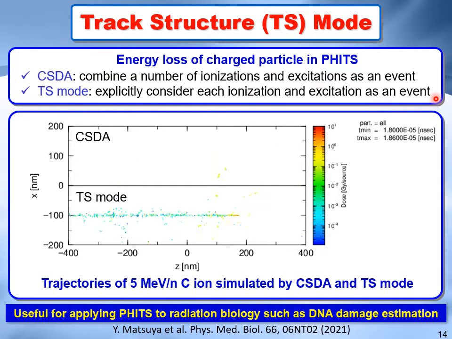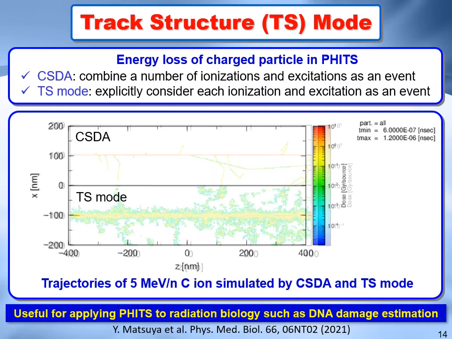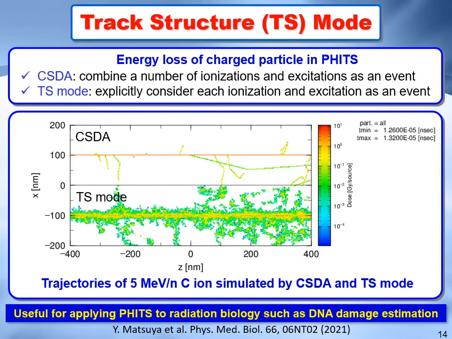This animation shows the trajectories of carbon ion with 5 MeV per nucleon simulated by CSDA and track structure mode. As you see, complicated trajectories can be reproduced by the track structure mode. This mode is very useful for applying PHITS to radiation biology such as DNA damage estimation.